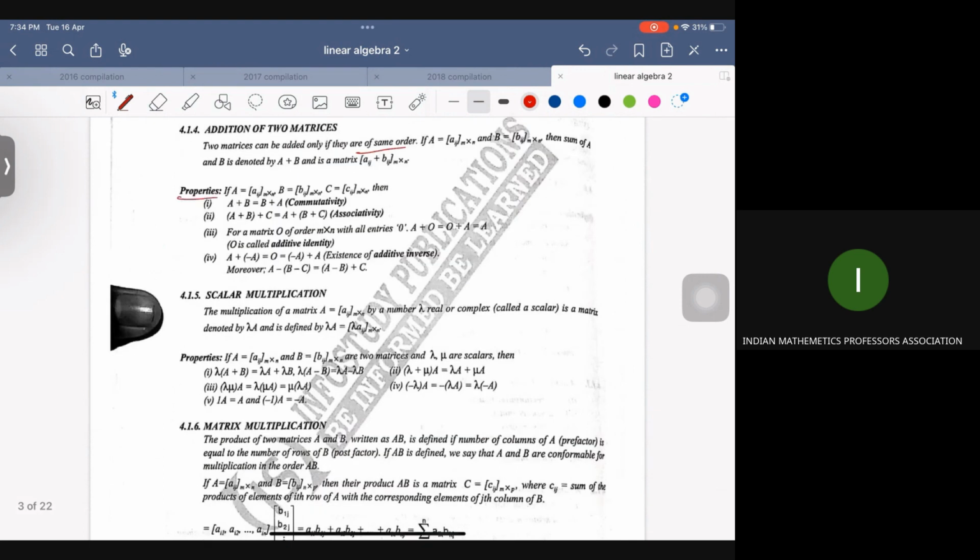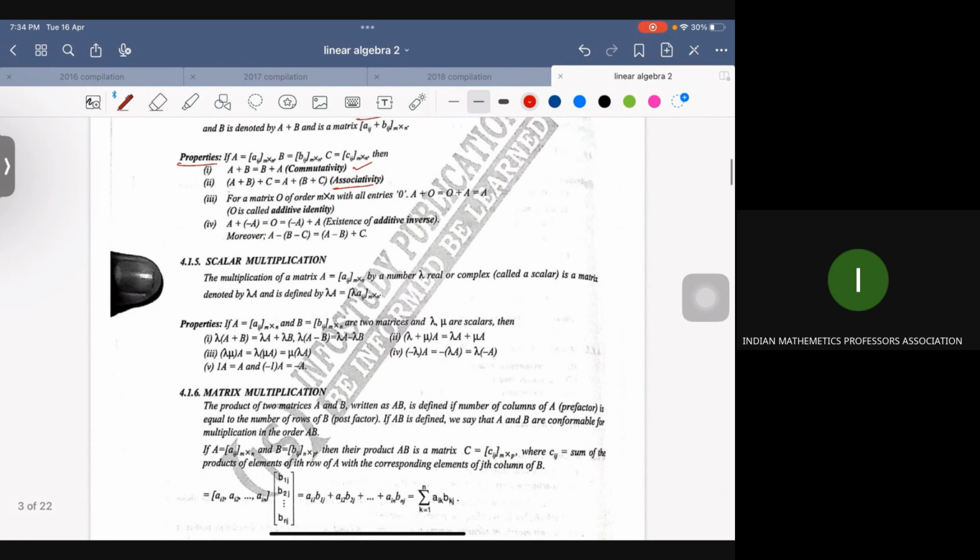There are some properties for addition of two matrices. Addition of two matrices satisfies the commutative property, A plus B equal to B plus A. You can try it with any examples. It also satisfies associativity: A plus B plus C is equal to A plus B plus C.